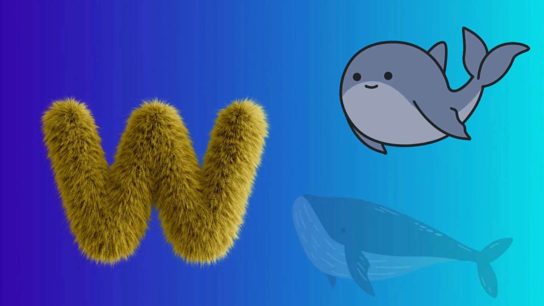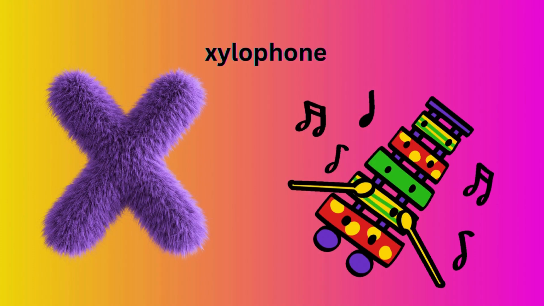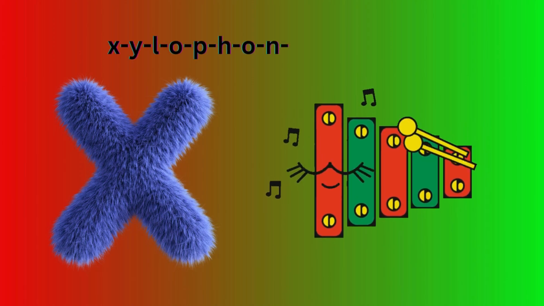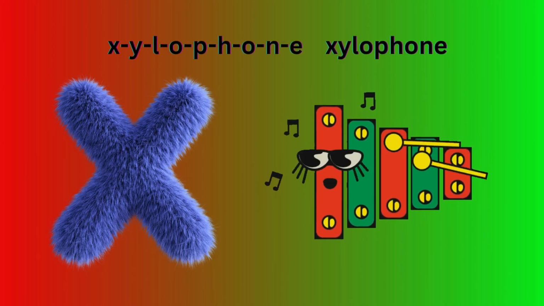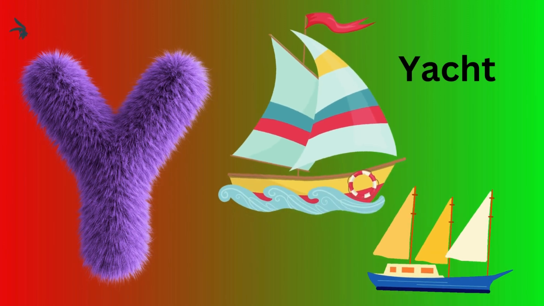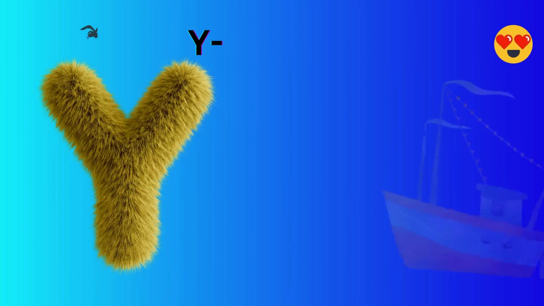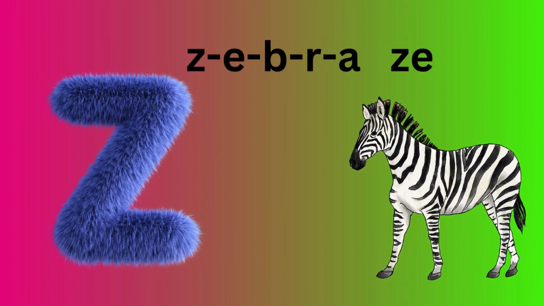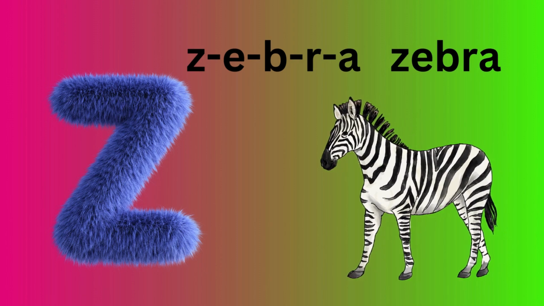Whale. X is for xylophone. X, Y, L, O, P, H, O, N, E, xylophone. Y is for yacht. Y, A, C, H, T, yacht. Z is for zebra. Z, E, B, R, A, zebra.